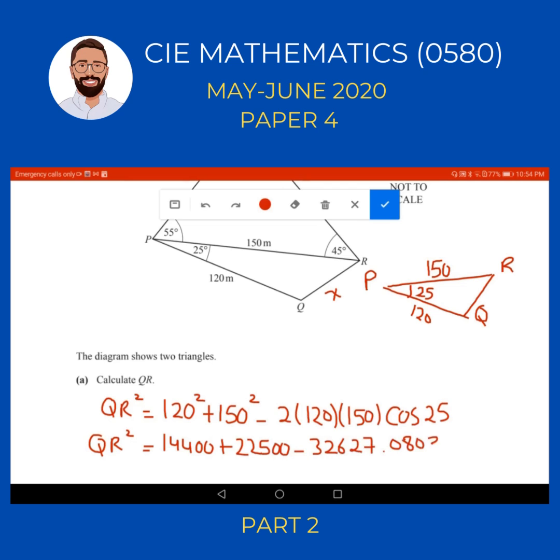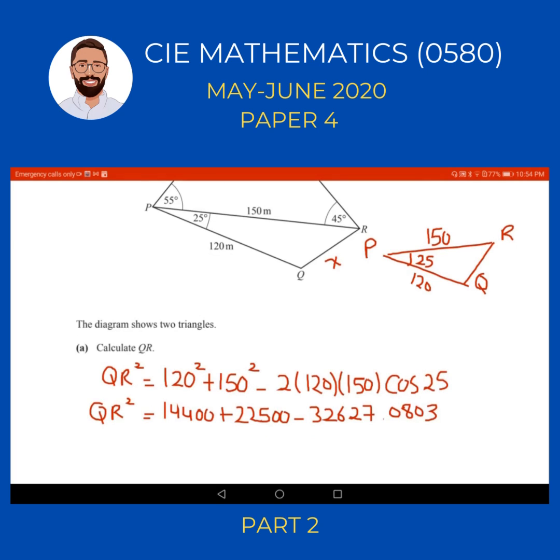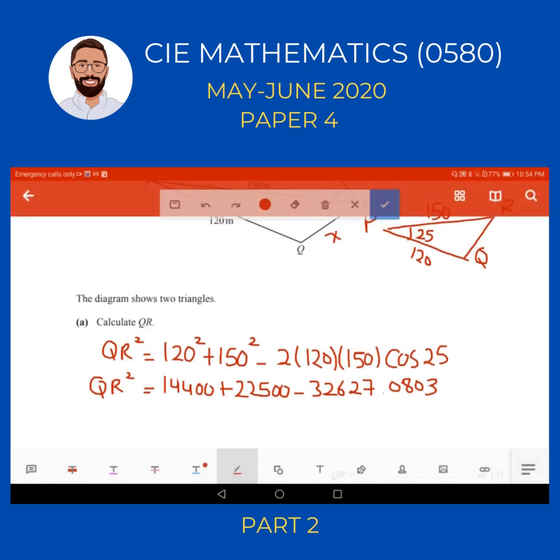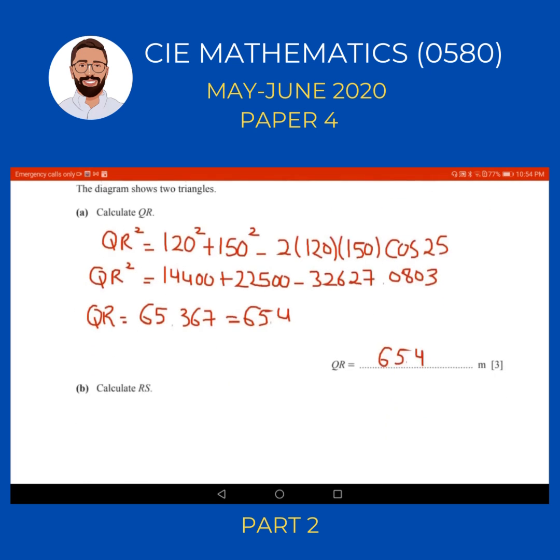So on your calculator, you need to evaluate 14,400 plus 22,500 minus 32,627.0803, and then apply the square root of that answer, and QR would be equal to 65.367. So it's equal to 65.4. So QR is 65.4 meters.